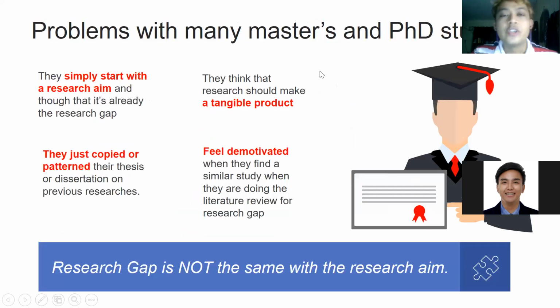Okay. So this is actually a problem with many master and PhD students. You simply start the research aim without studying what the research gap is. Like, oh yeah, I want to do this study. Is there someone who has done that? You have to ask that before. If someone has done that topic before, what is the gap? There is always a research gap.